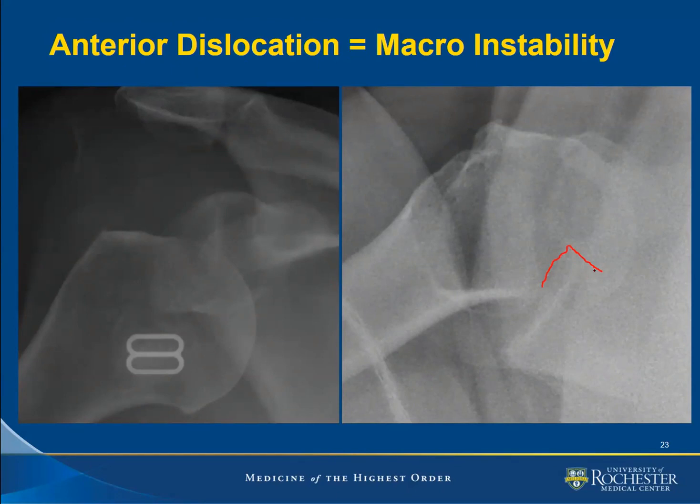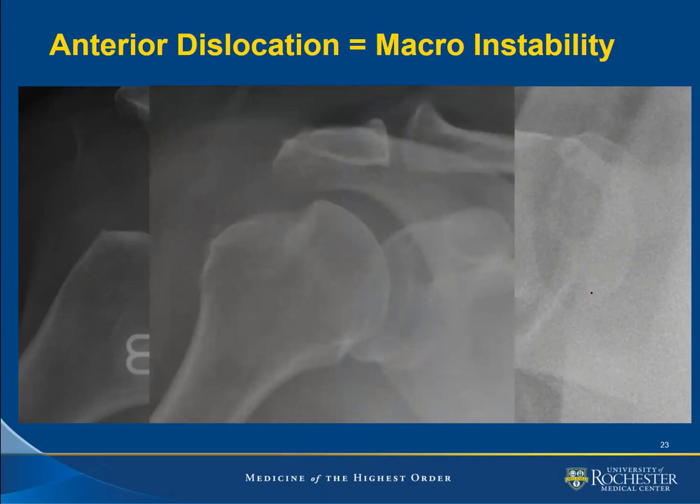However, after they reduce this dislocation, it shouldn't surprise you that you have the sequelae of an anterior shoulder dislocation, which include this impaction fracture of the posterolateral aspect of the humeral head, referred to as a Hill-Sachs deformity, as well as this curvilinear bony fragment adjacent to the anterior inferior glenoid, or a bony Bankart fracture.